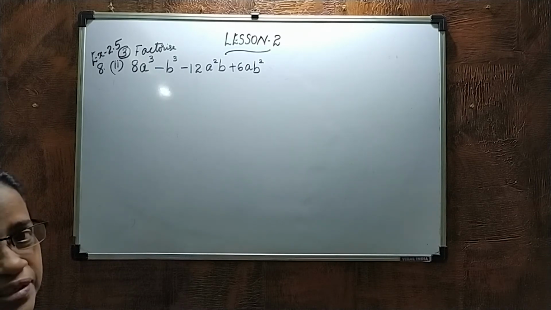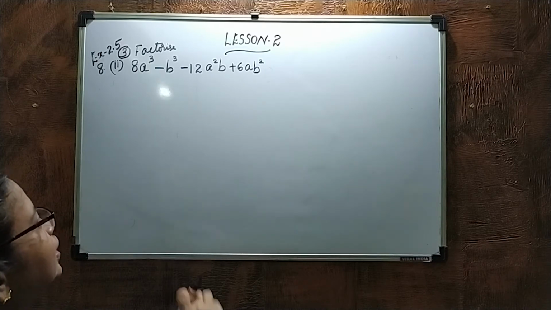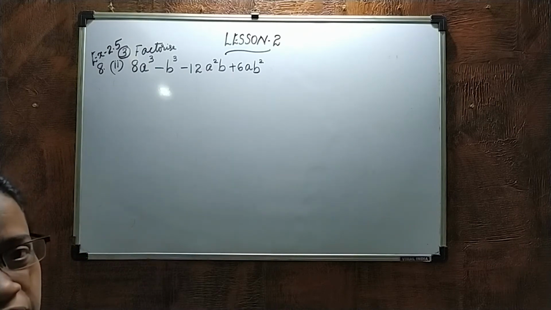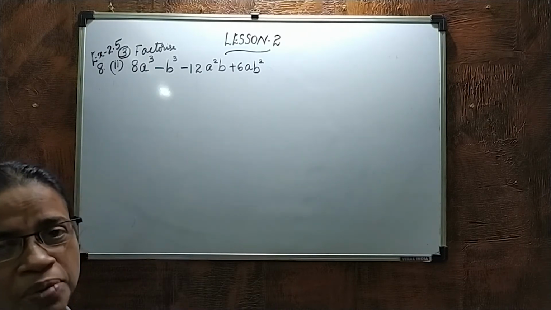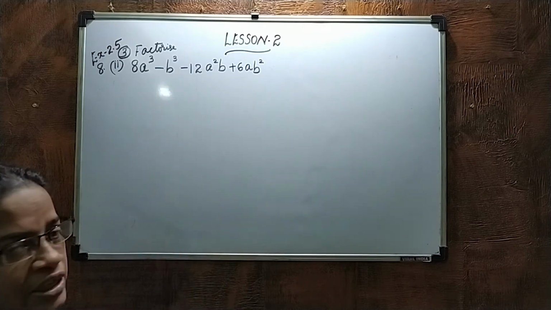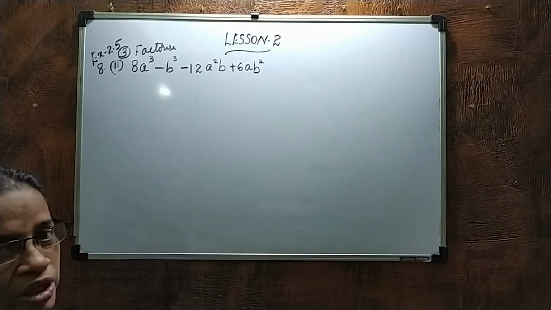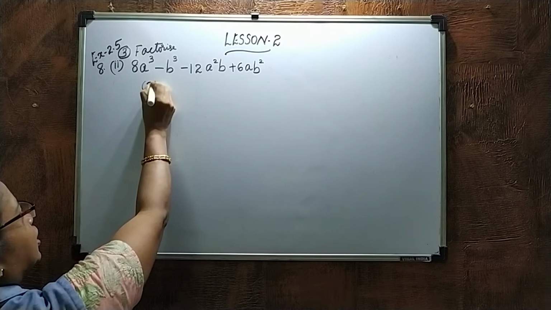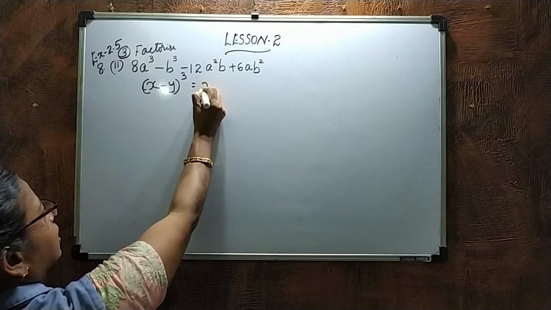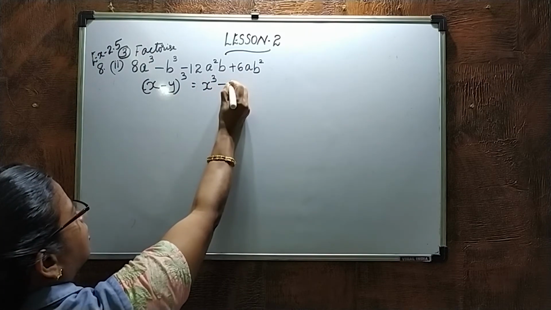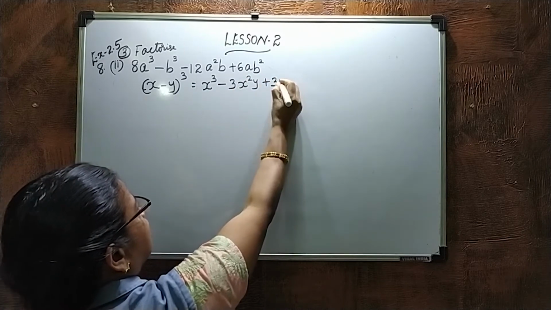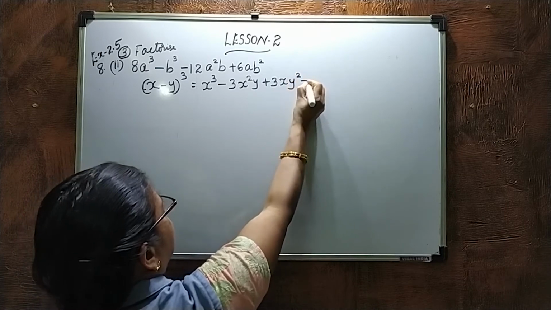Suppose it is x and y is there, how will you do it? Then next thing, how many terms are there? 1, 2, 3, 4. 4 terms are there. 4 terms with the cube means which is the identity. And one more thing is there, here negative sign is there. So what it will be? It is x minus y the whole cube equals x cube minus 3x square y plus 3xy square minus y cube.